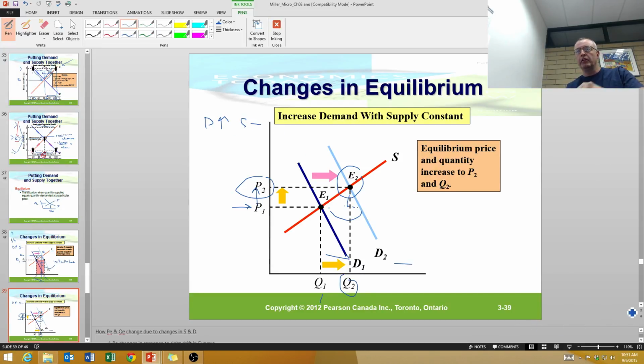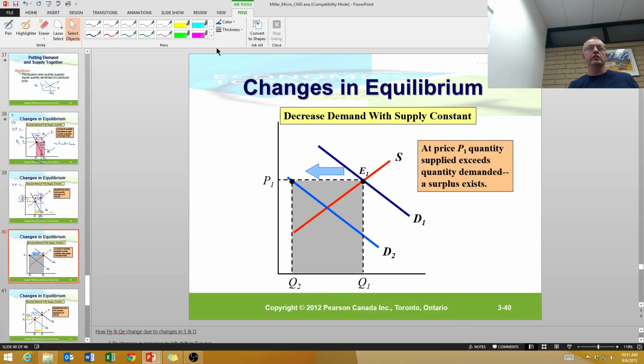Okay, so then we can look at the opposite scenario. So this is scenario 2 out of 4 here. This is where demand decreases and supply stays the same. So here's our original demand curve. There's equilibrium price 1. Here's our equilibrium quantity 1. And then the demand curve shifts.